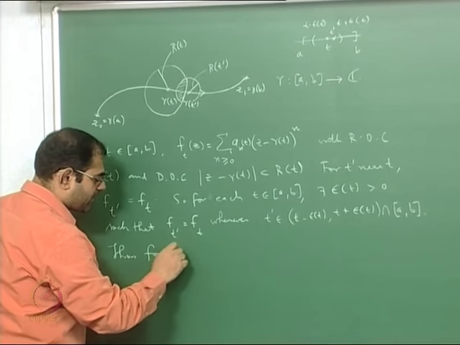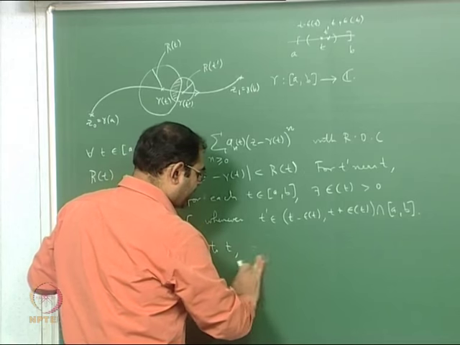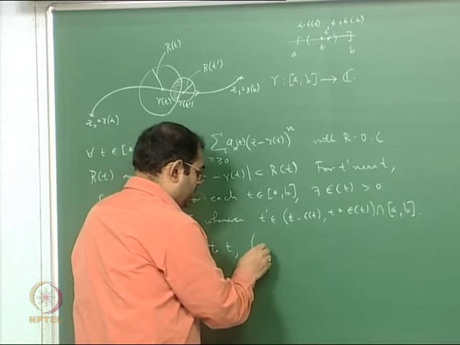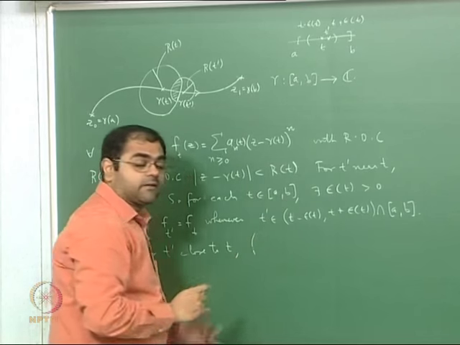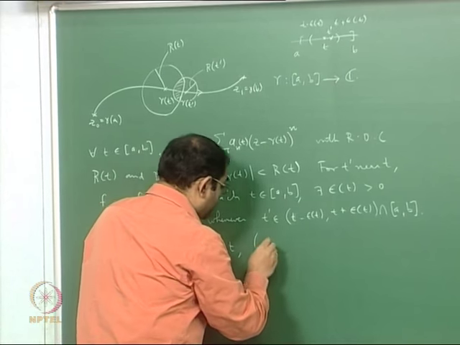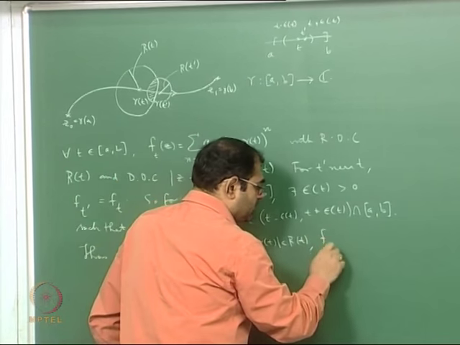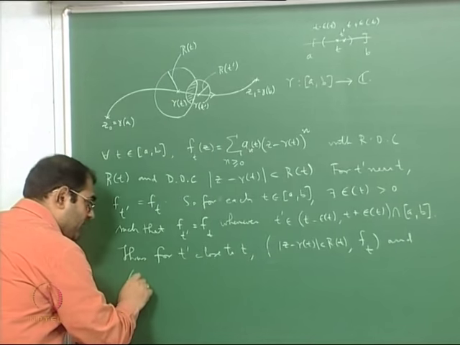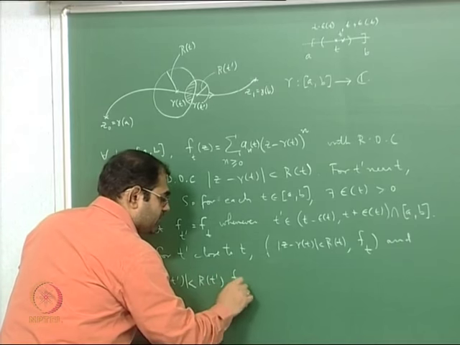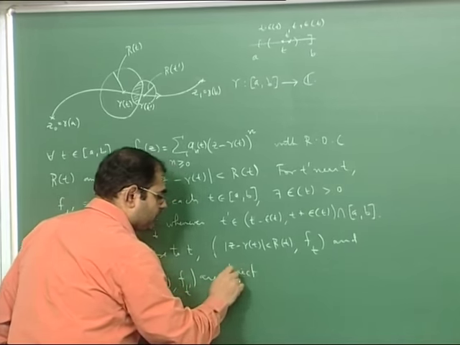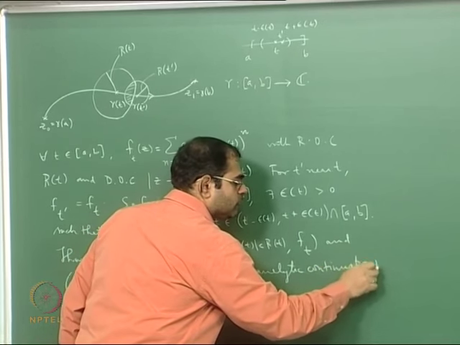Thus for t prime close to t, if I take the pair which corresponds to the disk of convergence for f t and for f t prime, these two pairs are direct analytic continuations of one another. So if I take mod z minus gamma t less than r t, this is the disk of convergence of f t, and the other one is mod z minus gamma t prime less than r t prime, f sub t prime. They are direct analytic continuations of one another.